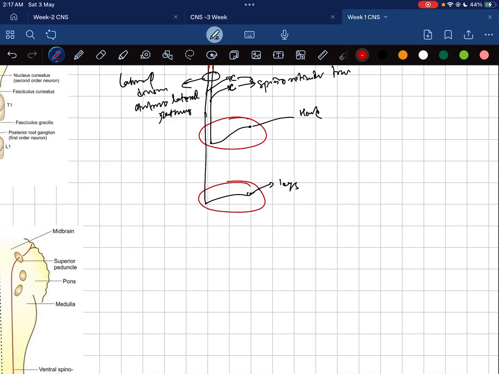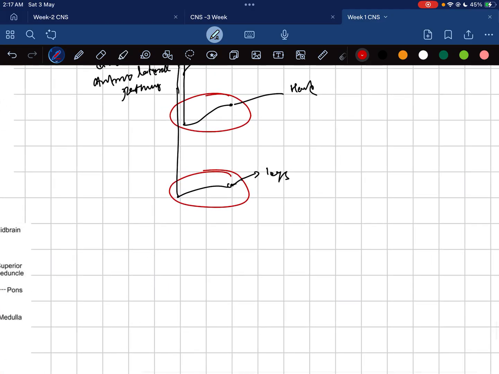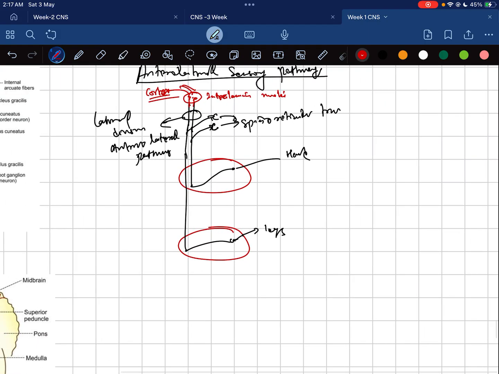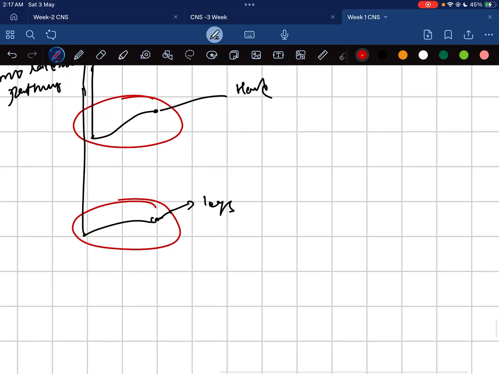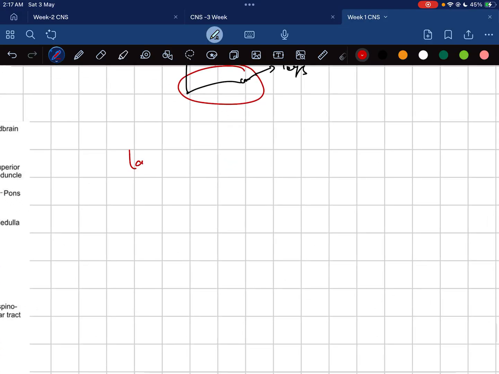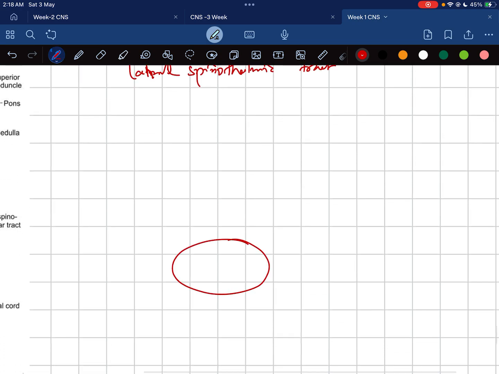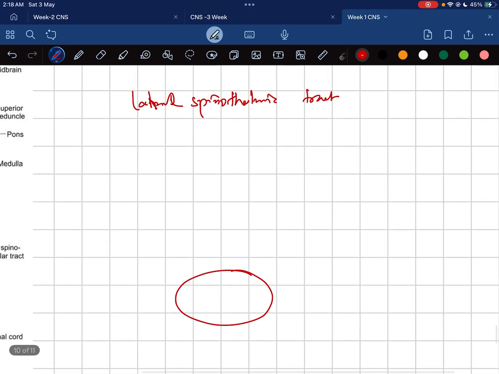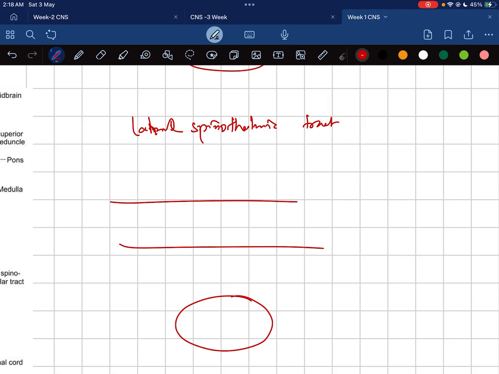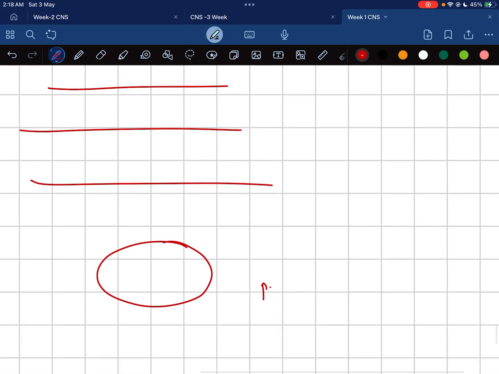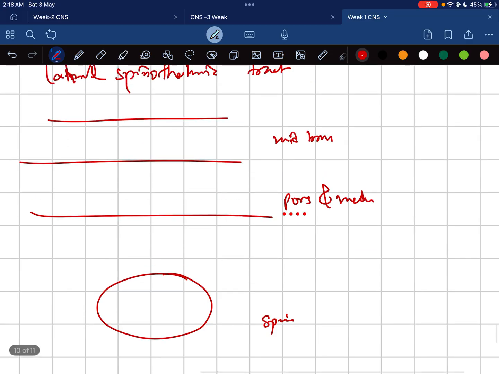Moving on to another pathway, the lateral spinothalamic tract. This is the pons region, and we divide it into other levels: from the spine level to the pons and medulla, then the midbrain level, then the thalamus region, and after that the cortex.